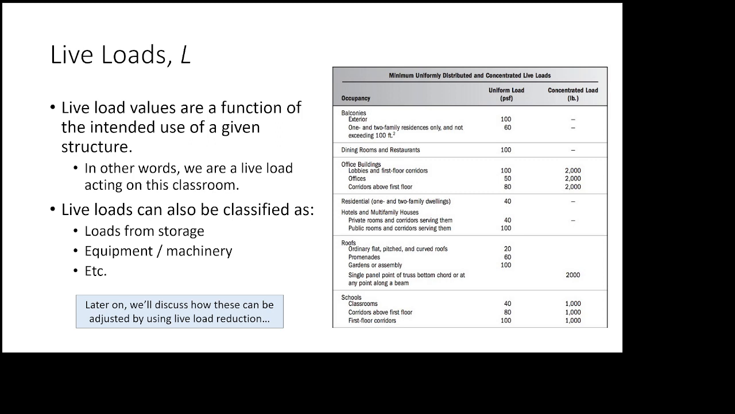Now, let me ask you a question. This is a very common load combination, 1.2 dead plus 1.6 live. Why is this number larger?